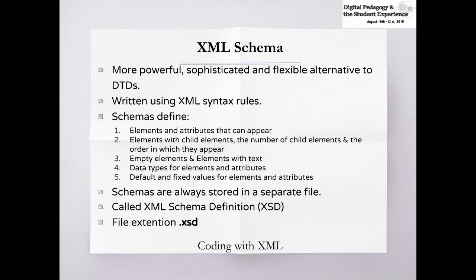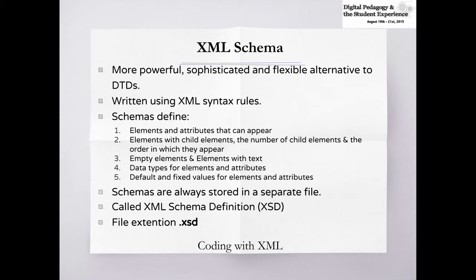They are written using XML syntax rules. In DTDs, you have no way of specifying how many times an element can appear in another element. You can't even constrain the value of an element to a specific pattern. So what schemas do is that they define elements and attributes that can appear in a document, elements that can have child elements, the number of child elements, and the order in which they can appear, empty elements and ones that include text, data types for elements and attributes, default and fixed values for elements and attributes.